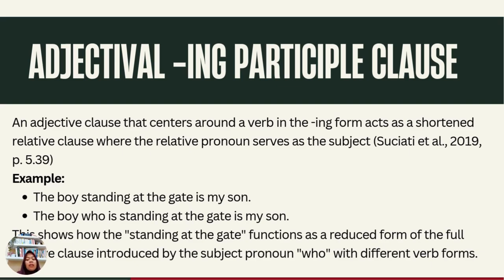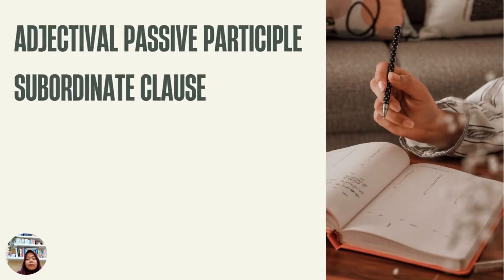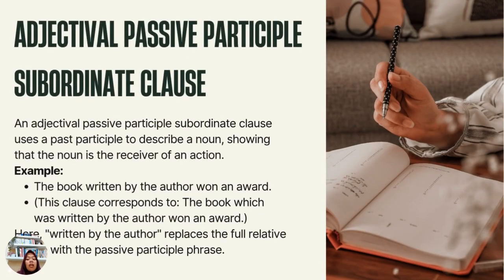For example, instead of saying the boy who is standing at the gate is my son, we can shorten it to the boy standing at the gate is my son. The clause standing at the gate works as an adjective to describe the boy. And then the next type is the adjectival passive participle clause. This type uses a past participle verb like written, made, broken to describe a noun. It shows that the noun is the receiver of the action.